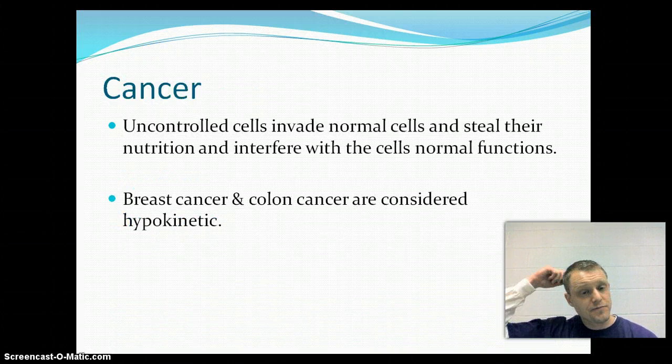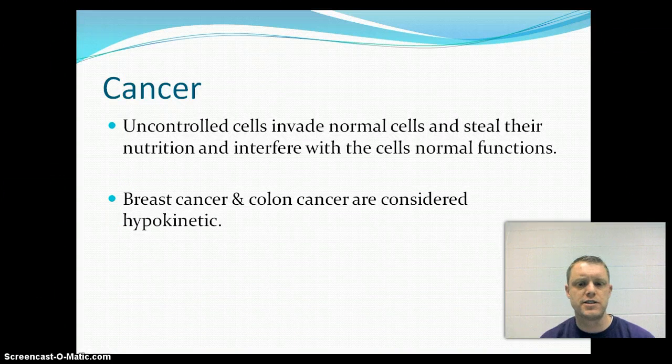So cancer. Cancer is uncontrollable cells that invade normal cells, steal their nutrition, and interfere with normal cell functions. There are lots of types of cancer. Some are just genetically given, or you get what you get. Some are preventable. Breast cancer and colon cancer are considered to be hypokinetic, and these are tied to some of the risk factors that you actually do, those habits that you create. Sometimes it's just genetic, though.